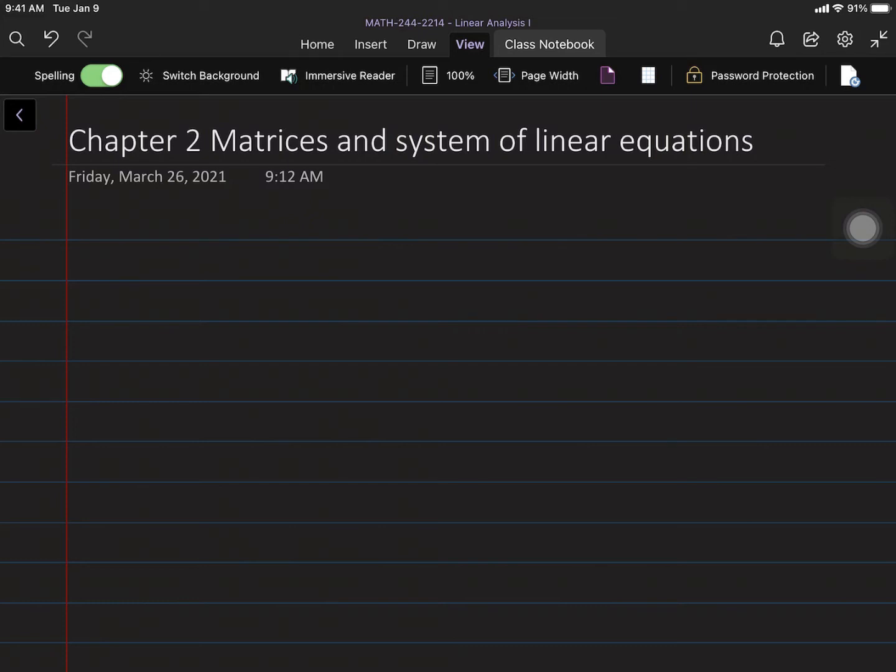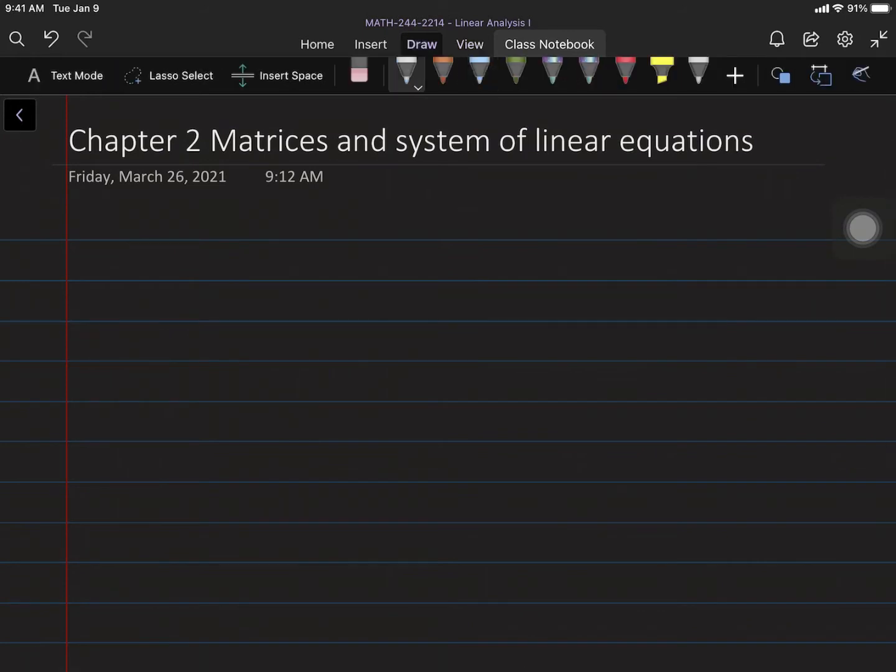Hello, we are going to start chapter 2 now. Chapter 2 is all about matrices and the system of linear equations. So I'm going to give you some basic idea what we are going to do in this chapter. A linear system of equations looks like this: we have several equations with several unknowns.